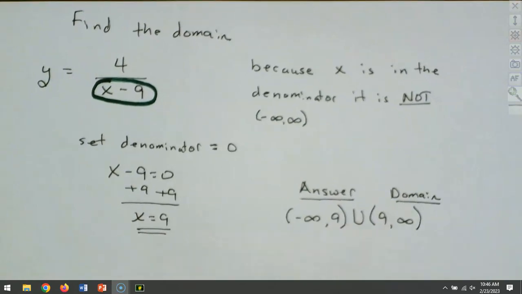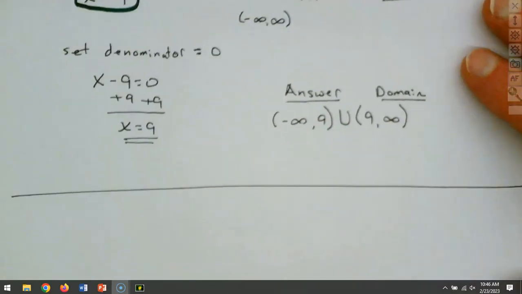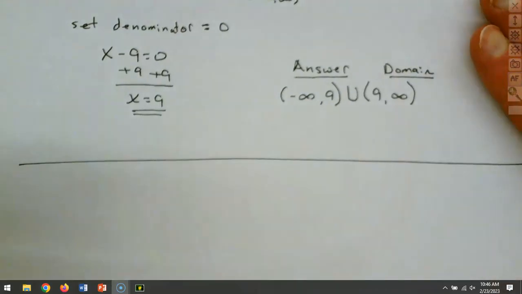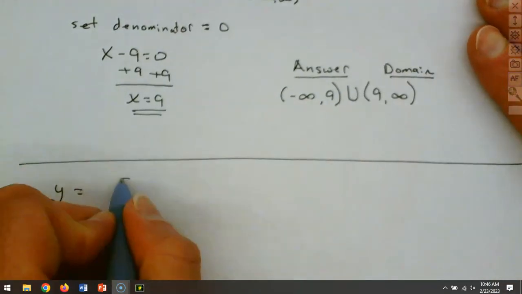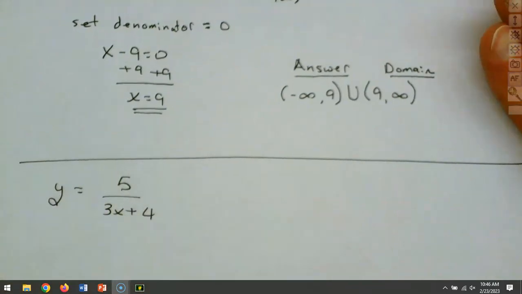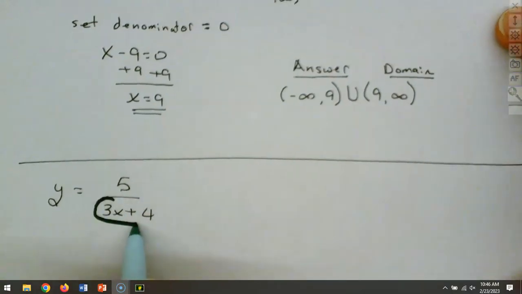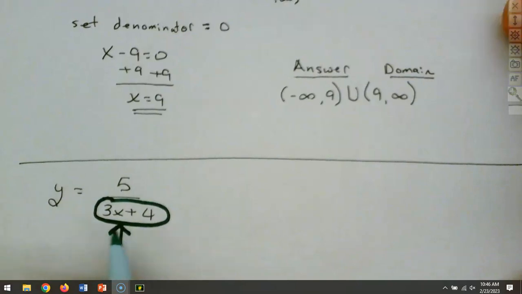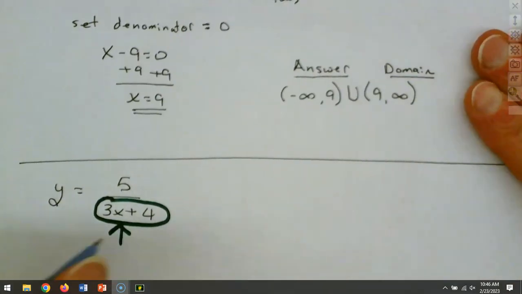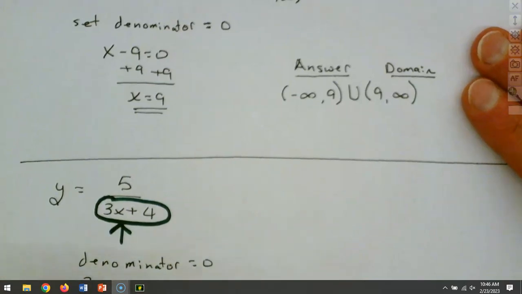Let's do 2 more, and then that'll be it for today. So let's do 2 more of these. How about y equals 5 over 3x plus 4? What do we need to do? It's not negative to positive infinity for my domain, right? Because in the fraction, x is down below. And we set that denominator to 0. So that gives me 3x plus 4 equals 0.